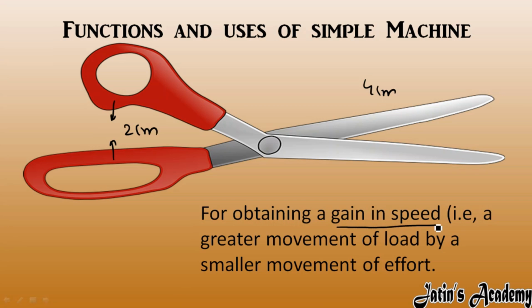So here, what is the function of this machine? It is for obtaining a gain in speed. In the first example, we were able to lift up the car; there it is a force multiplier. Here we are not getting a force multiplier, we are getting increased speed. So when we are getting increased speed, that machine acts like a speed gainer. So for obtaining a gain in speed, it is greater movement of load by smaller movement of effort.